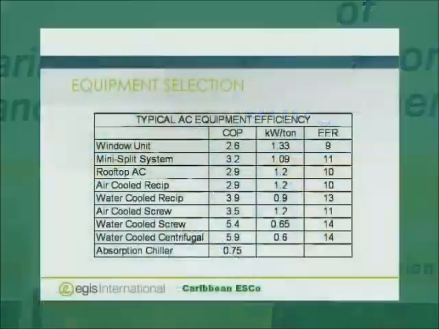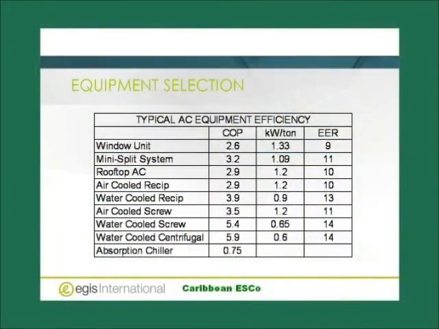But now, again, here is this EER cropping up again, right? Where equipment selection runs like this. You should be advised on either the COP or the kilowatts per ton or the EER. You will observe that as the equipment EER increases, the efficiency increases as well, where you use less kilowatt per ton.